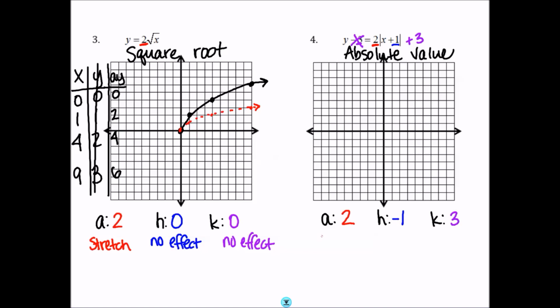Since a is 2, this is going to stretch the graph. Since h is -1, it's going to move the graph 1 unit to the left, and k is going to move the graph up 3 units.